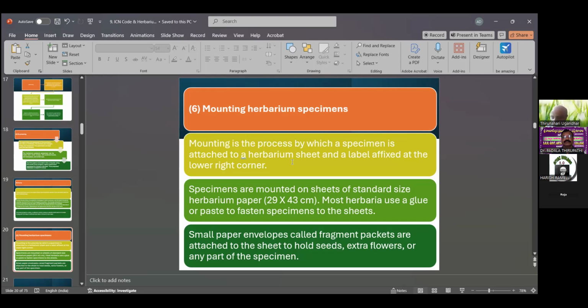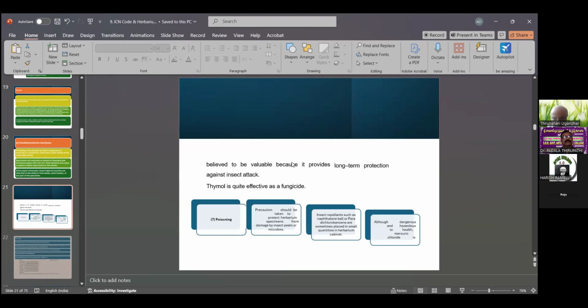Most herbaria use glue or paste to fasten the specimen to the sheets. The paste is also called glue, and it is most important. Small paper envelopes called fragment packets are attached to the sheet for extra flowers or any part of the specimen, as additional support for the herbarium material.